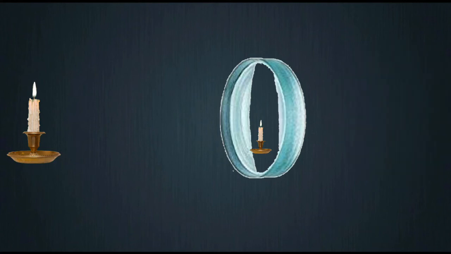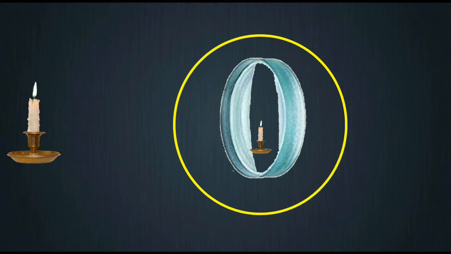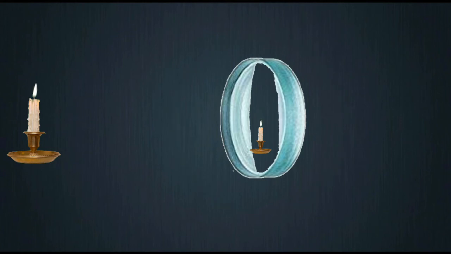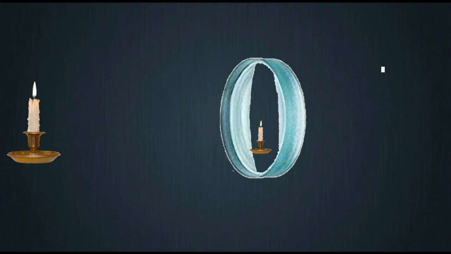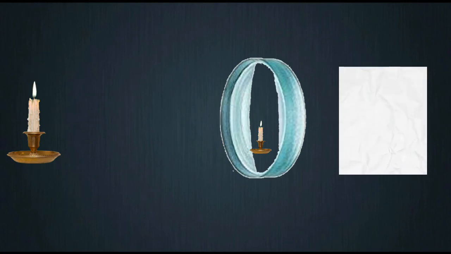Now if we place a concave lens here, and if we place a candle here, and if we place a screen over here to see the image, we will not get the image on the screen because the image is virtual. So the image will form on the concave lens. As you can see, the image is erect as well as virtual and diminished.